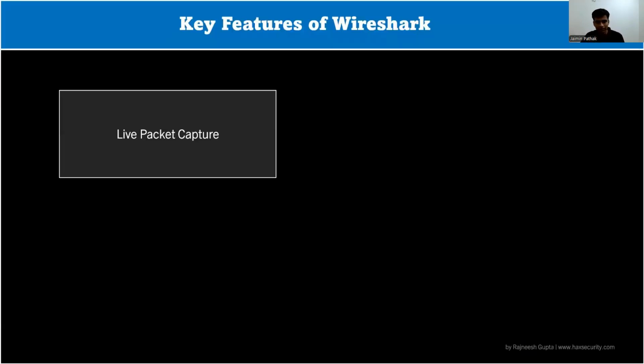Okay. So what are the key features of Wireshark? Live packet capture. We can take a live packet capture of the traffic, and if any packet has already gone through, or if we take it from any devices like firewall, router, switches, we can even take this and analyze it.